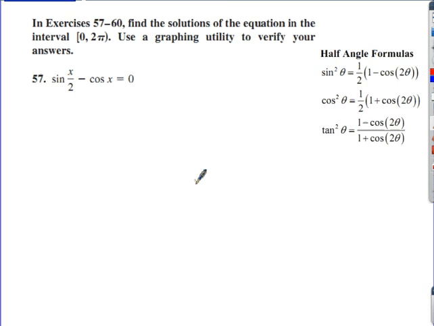All right, hello class. Again, lesson 5.5, and this is problem number 57. Basically, it just gives us an equation and asks us to solve it. But we have a bit of a problem because we have a sine and a cosine mixed up together. And we also have a problem here with x over 2 being one of the angles and just an x in the other angle.